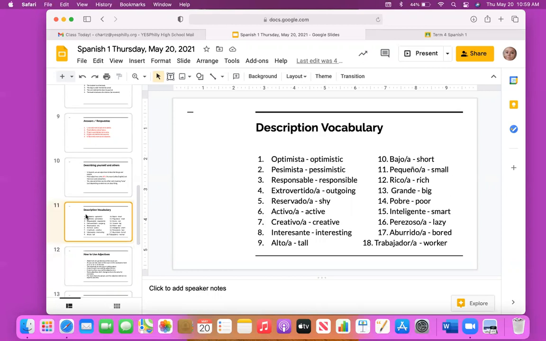Just an example of that: even though optimista and pesimista end in an A, they're the same for everybody. So if you're a guy, you would still say optimista and pesimista. And it's the same with responsable and interesante and grande, pobre. Like you see, there's no difference in the ending. They're the same, no matter who you're talking about. So you could say él es interesante or ella es interesante. It doesn't change. The only ones that change are the ones that have an O/A.